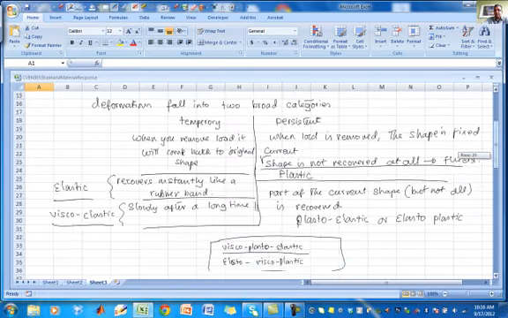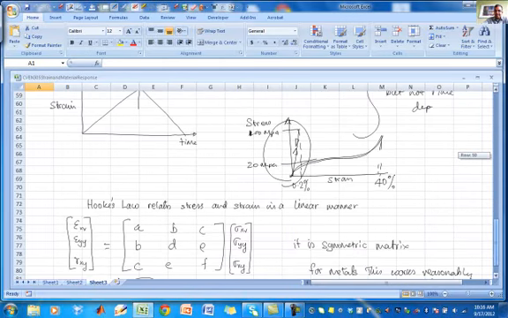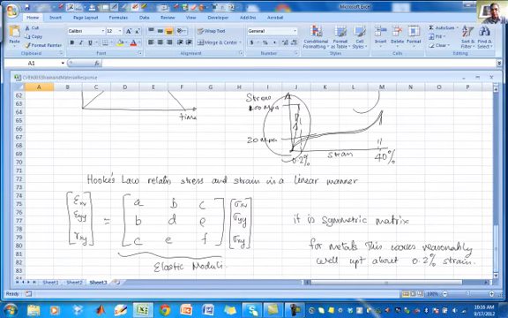And then we looked at what is meant by a linear elastic material, in which case the connection between the stress and strain is a linear relationship. And that is typically the case for metallic materials within about 0.2% strain. What do I mean by 0.2%? Change in length over original length.